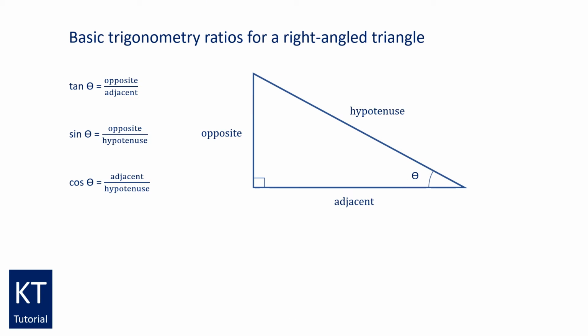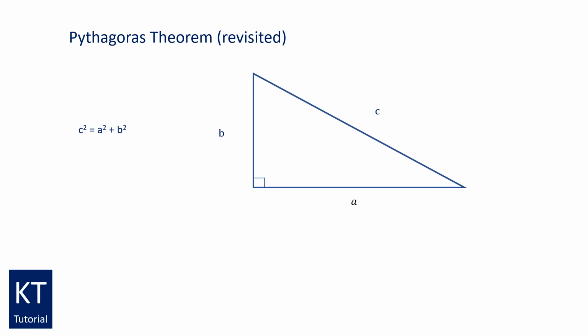Next, I wish to formalize the basic trigonometry ratios for a right-angled triangle, where tangent theta is opposite over adjacent, sine theta is opposite over its hypotenuse, and cos theta is adjacent over its hypotenuse. I wish to revisit the Pythagoras theorem, where c squared is equal to a squared plus b squared of the given diagram.